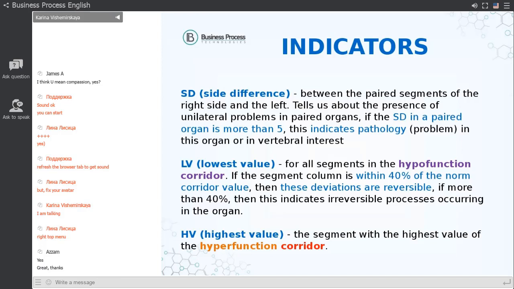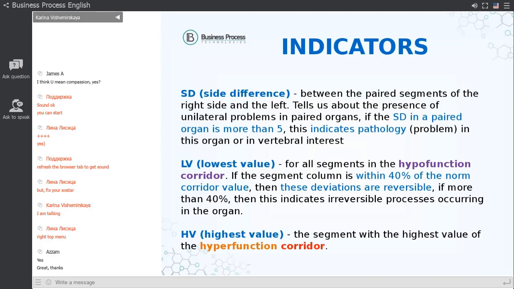The other two indicators are lowest value and highest value. Lowest value is for all segments in the hypofunction corridor. I marked it with purple because purple is basically the last stage of hypofunction. So if we see a lot of blue corridors, we need to find the lowest value in these segments.